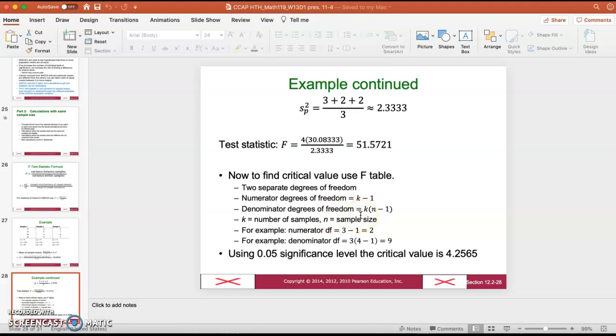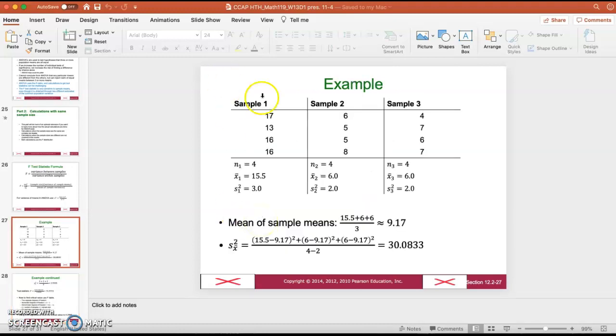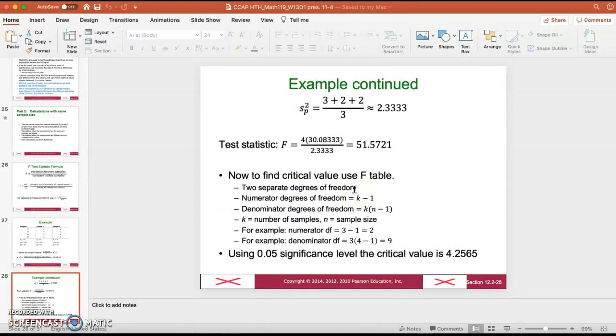That's the same between the samples. And so in this case, k is 3, since there were 3 separate samples, and n is 4, since all of them had a sample size of 4. And once you plug all that in, the numerator degrees of freedom comes out to 2. Then the denominator degrees of freedom comes out to 9.